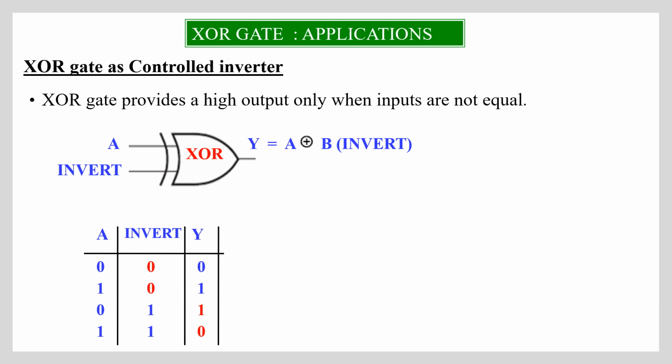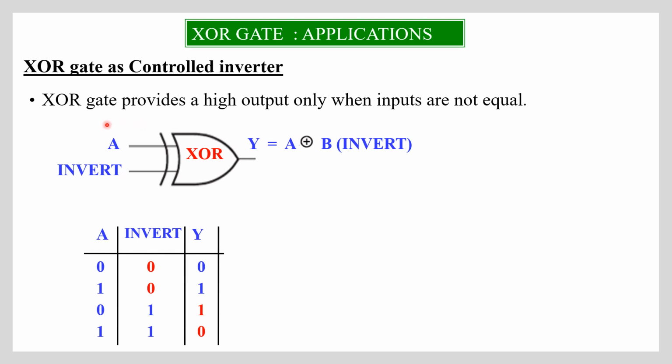Today we will see the second application of the XOR gate, that is XOR gate as a controlled inverter. An exclusive OR gate is the main part of the controlled inverter. The XOR gate, what is the definition? An XOR gate provides a high output only when the inputs are different or not equal. The logic diagram of the XOR gate we have already seen. Here one input to the XOR gate is A and another input is called invert. Output Y is A XOR invert.